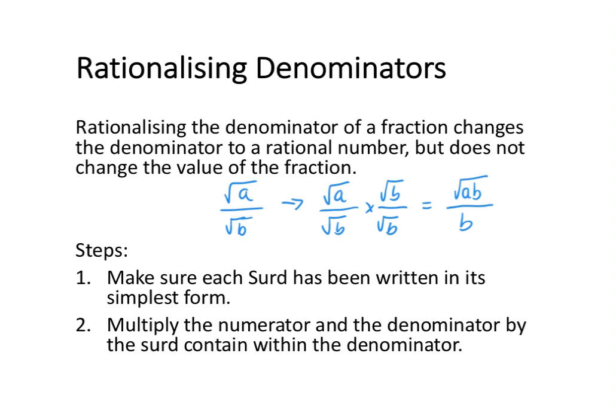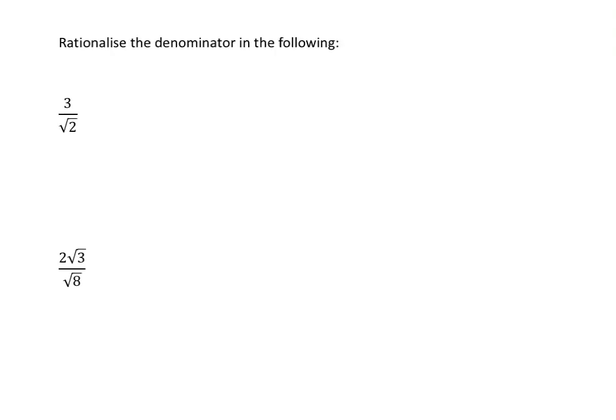So let's have a look at a couple of examples of how we simplify expressions by rationalising the denominator. In our first example, we want to rationalise the denominator in 3 divided by the square root of 2. The first step, we need to make sure that our surds are already in simplest form, and the square root of 2 cannot be simplified, so I can go ahead and rationalise my denominator. I'm going to do that by multiplying the numerator and the denominator both by the square root of 2.